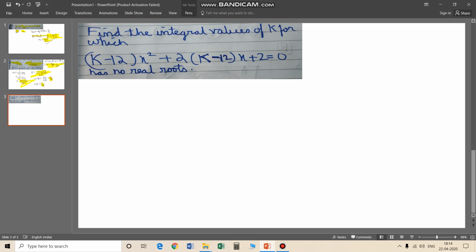What is the discriminant? It is b square minus 4ac. If this discriminant is less than 0, then both of the roots will be complex, that is, not real. What is the discriminant in this question? B square minus 4 into a into c.